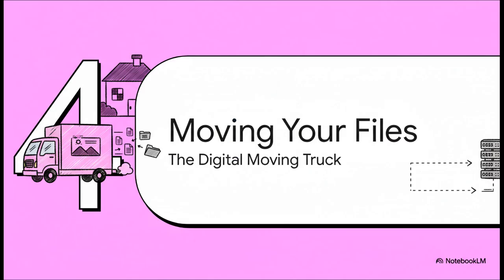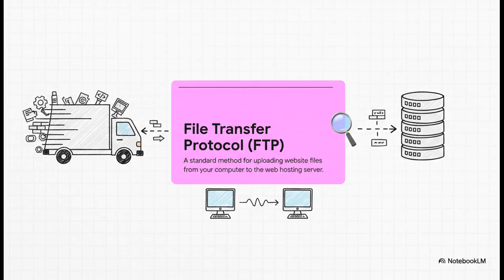Okay, we've got our address, we've got our plot of land. Now it's time to actually build the house. We need to get all the materials, our HTML files, our images, our code, from our own personal computer over to that server we're renting. And for that, we need a digital moving truck. And that digital moving truck is called FTP, which stands for File Transfer Protocol. It's one of the old school workhorse tools of the internet. Its whole job is just to move files from one computer to another over a network.